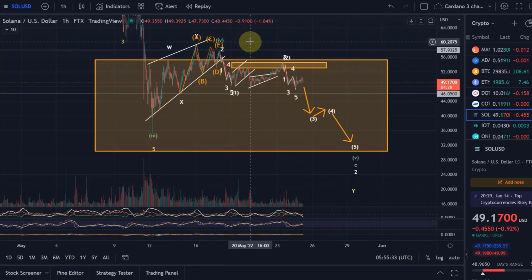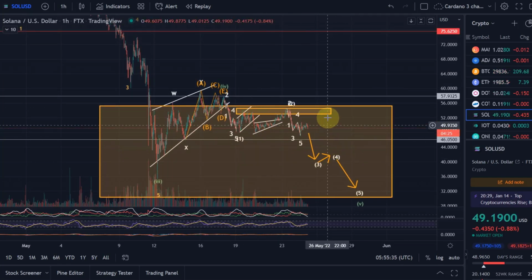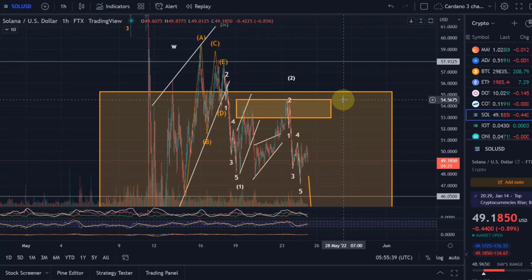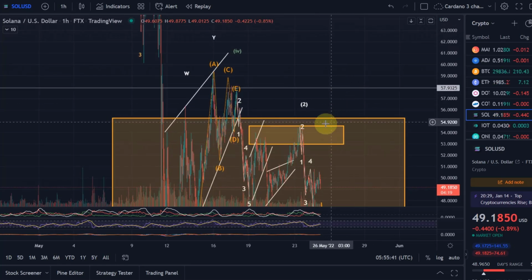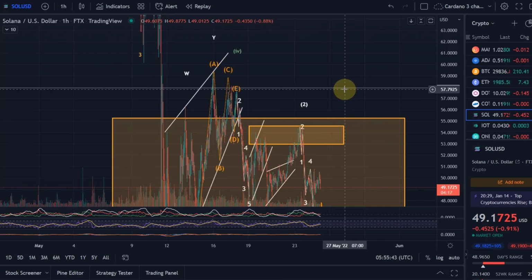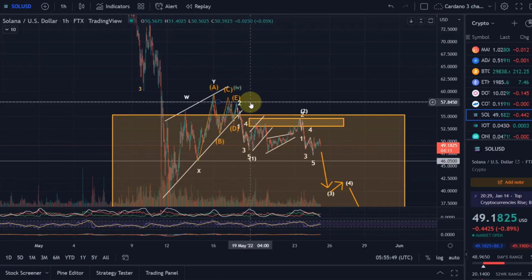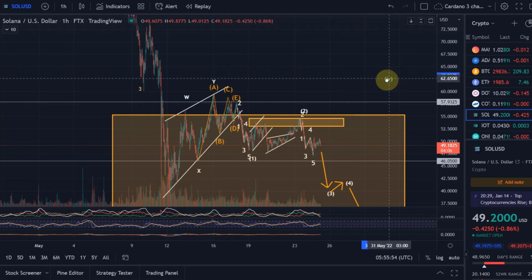The overall structure here will really be invalidated. I gave you here that level above which it will get very unlikely, which is here the $54.50 level, but it will be invalidated here above $58. That would then be that triangle invalidated, that wave 4 invalidated, and the wave 4 will then be somewhere here. So we need to look at that.